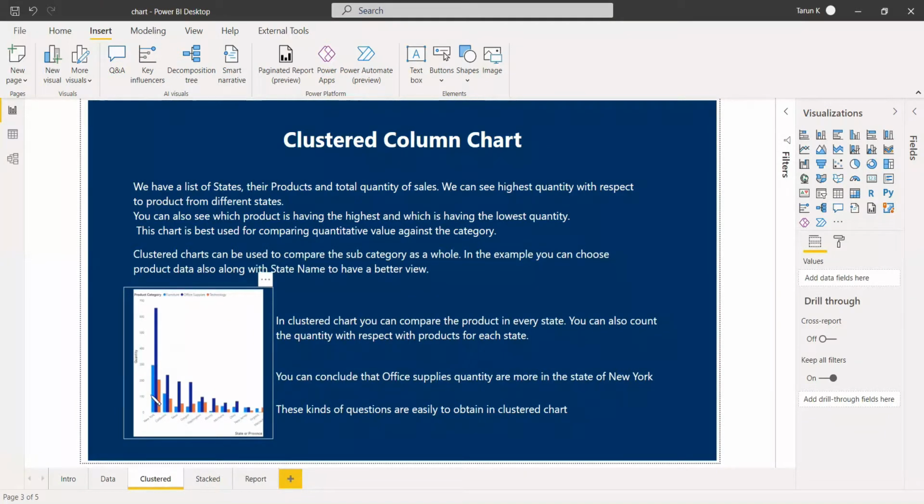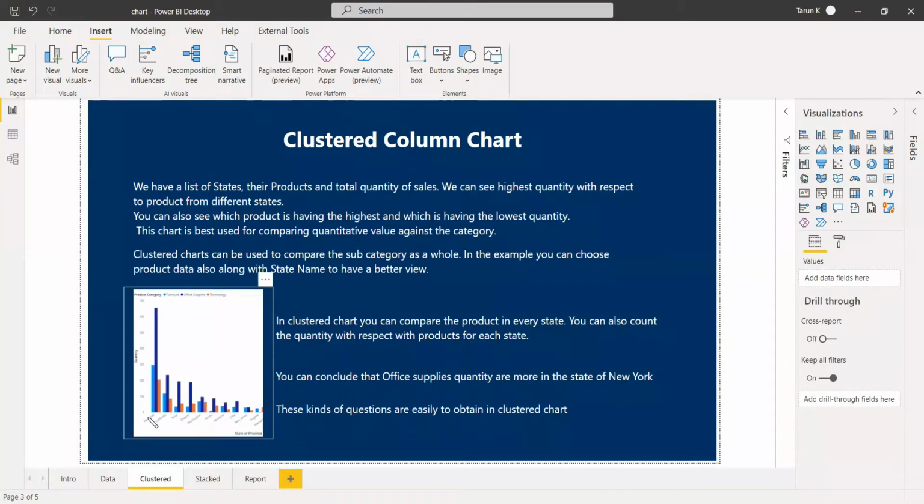Here, we can see categories as well as subcategories. So here the states are categories, and we can see product as subcategories. We have a list of states, then the products, and the total quantity of sales. The quantity is shown in the y-axis.